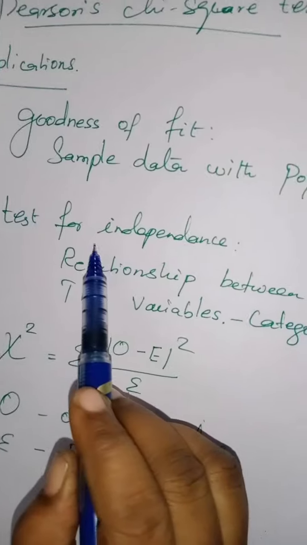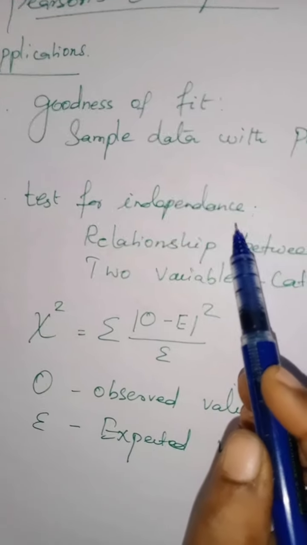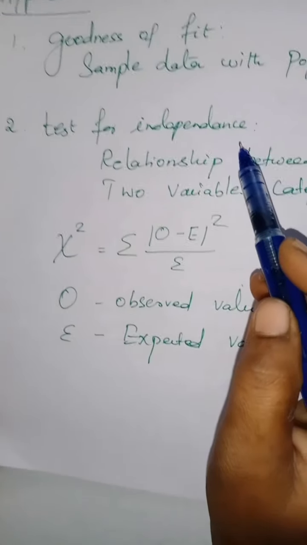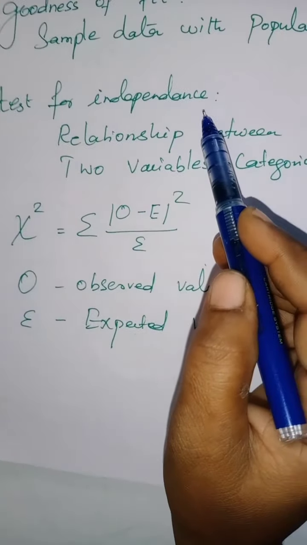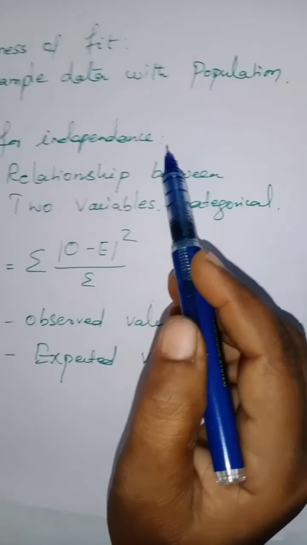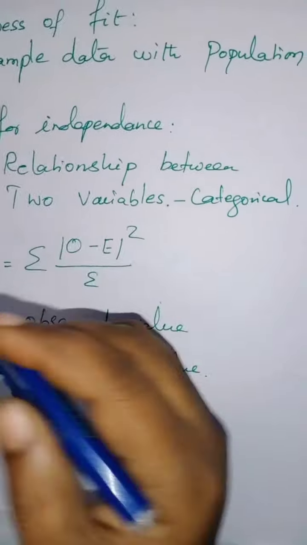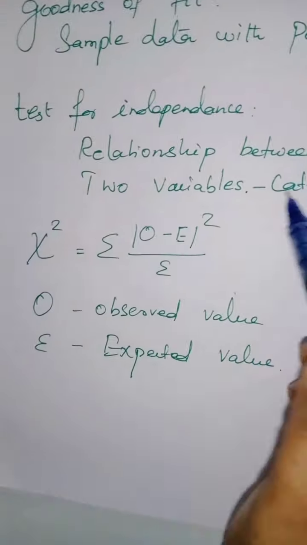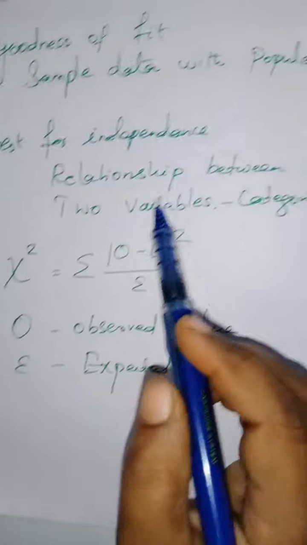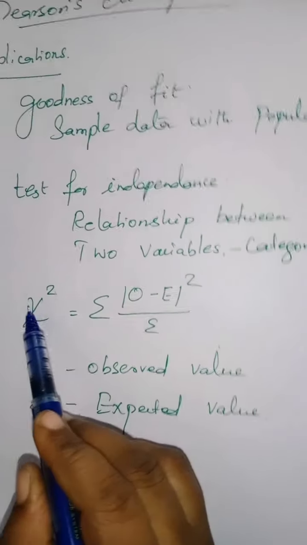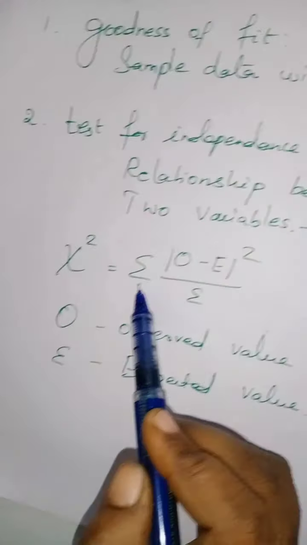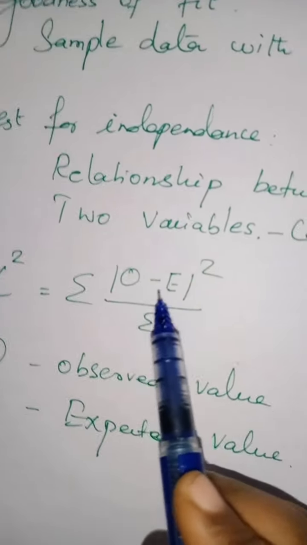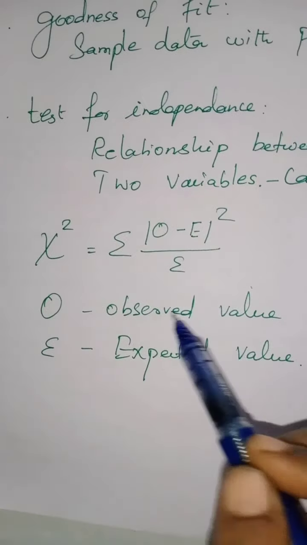Then another application is test for independence, that is usually in the case of categorical data. For example, how far knowledge is related to age, to residence, and to economic status. Likewise, we test the relationship between two categorical variables. The formula which we use is chi-square, that is the summation of the squared difference between observed and expected values divided by the expected value.